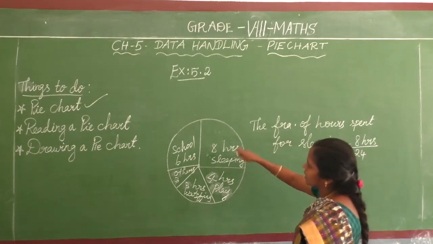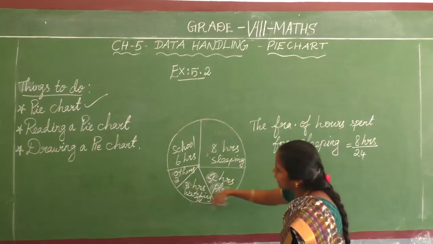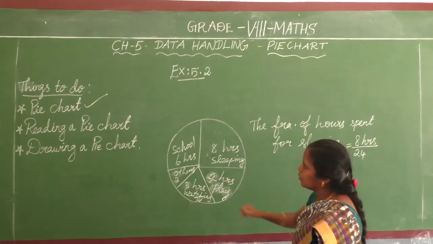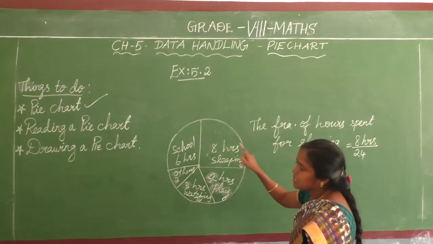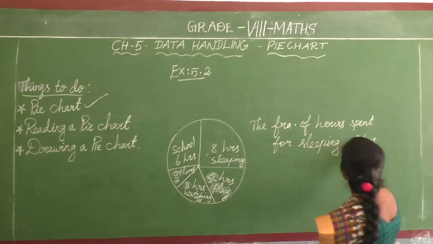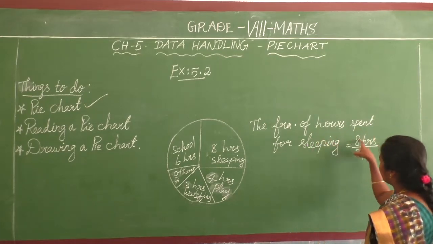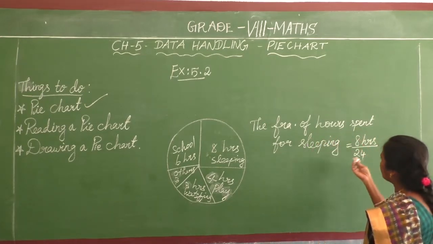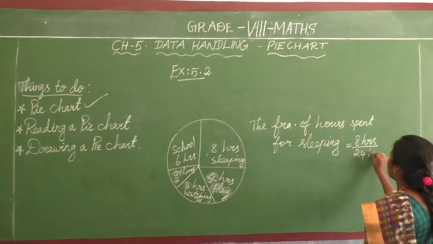The information is the time spent by a child during a day. A day has 24 hours, no? So if you add all the hours, you will definitely get 24. So the number of hours spent by a child for sleeping by the total number of hours in a day, 24 hours.